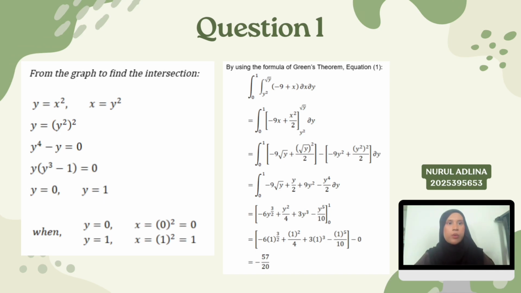For the last step, we use the formula from Green's Theorem. We get a form of 0 to 1 and y squared to square root of y as the limits of integration, negative 9 plus x in terms of dx and dy. And after the first integration, we get the equation in terms of y, and the final answer is negative 57/20.